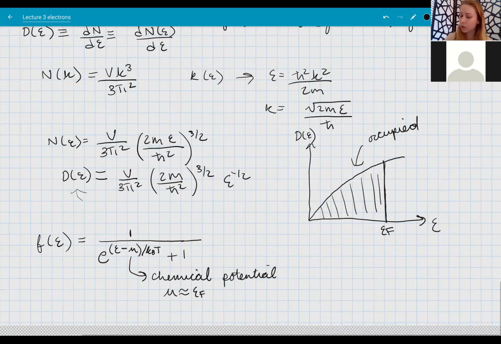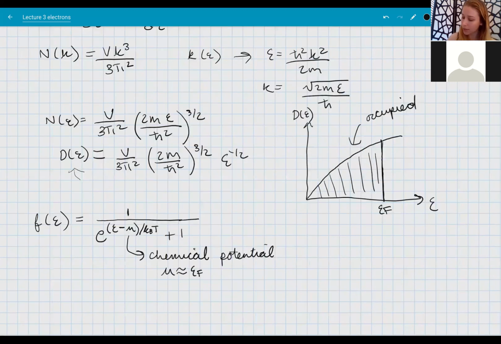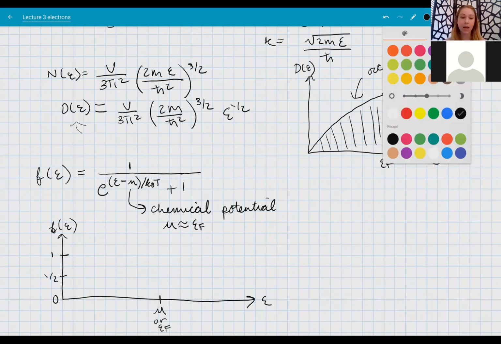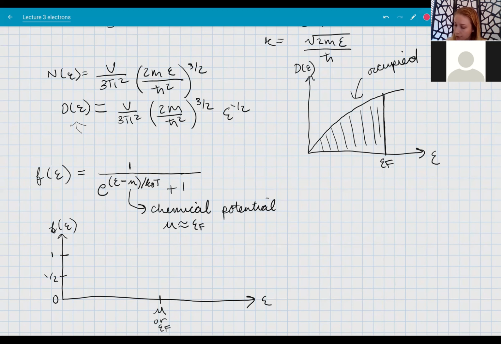Okay, so let me graph this function by itself. It's a pretty simple function, actually. So I'm going to have energy as the x-axis. I'm going to have this function as the y-axis, and then I'll have the chemical potential or the Fermi energy here in the middle. So 1, 1/2, and 0. Okay, so let me first graph what's happening at 0 temperature. If you're at 0 temperature, this Fermi function is a perfect step function, okay? With the step occurring exactly at the Fermi energy.